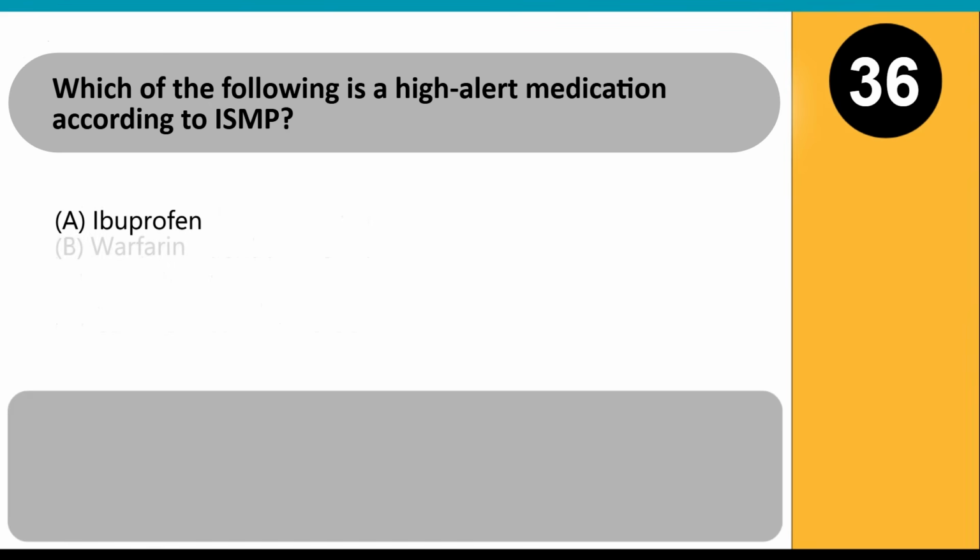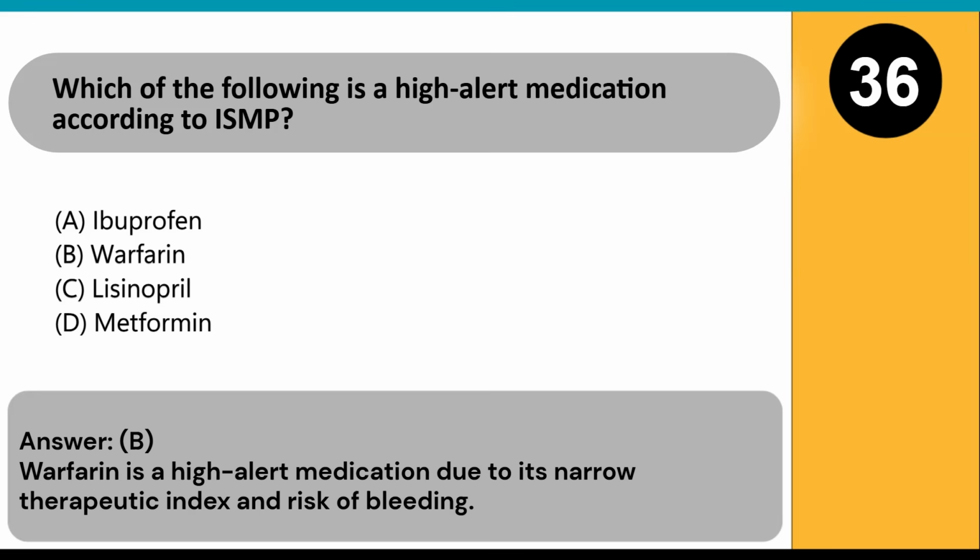Which of the following is a high alert medication according to ISMP? A. Ibuprofen. B. Warfarin. C. Lisinopril. D. Metformin. Answer B. Warfarin is a high alert medication due to its narrow therapeutic index and risk of bleeding.